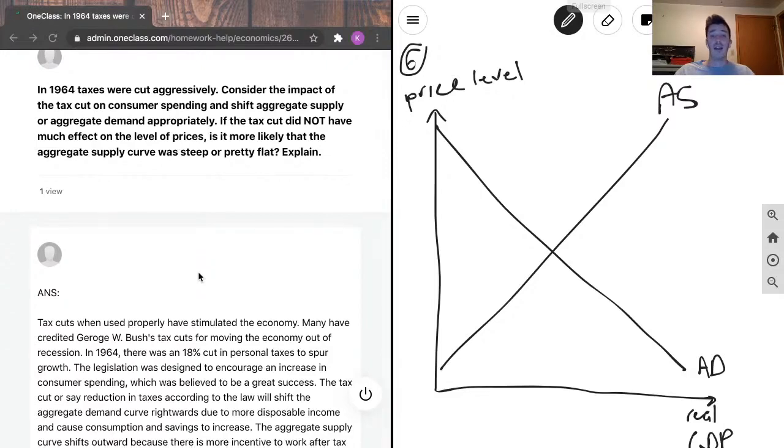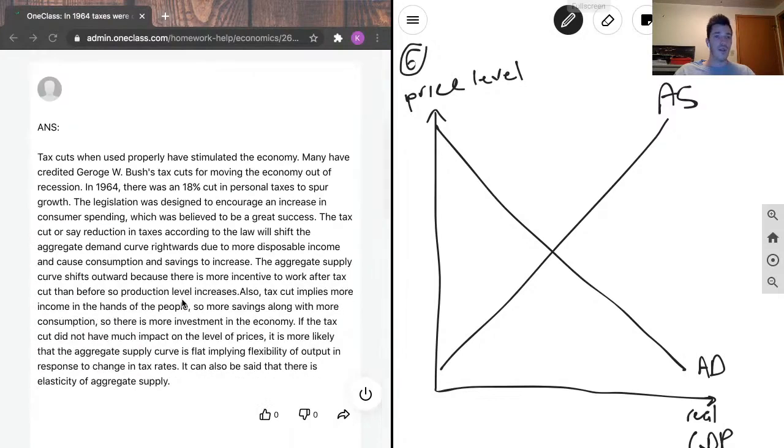There is a cut in taxes. Tax cuts, when used properly, have stimulated the economy. Many have credited George W. Bush's tax cuts for moving the economy out of recession. Effectively, if there is a tax cut, you now have a higher level of disposable income. Some of that income you may save, but you would think that at least some portion of it will be spent as well. So this is going to constitute a shift to the right of aggregate demand.